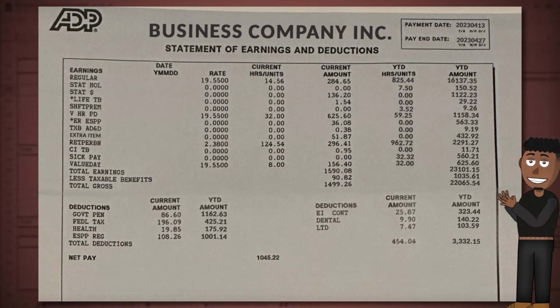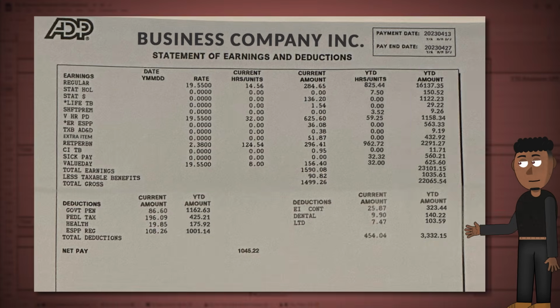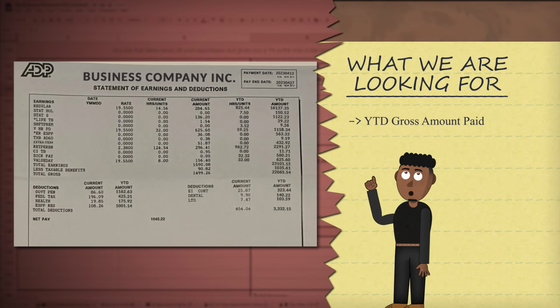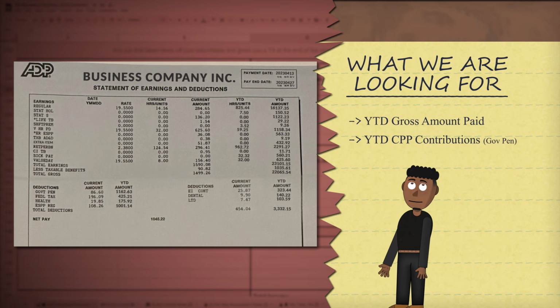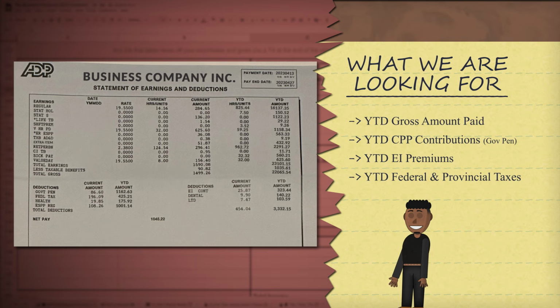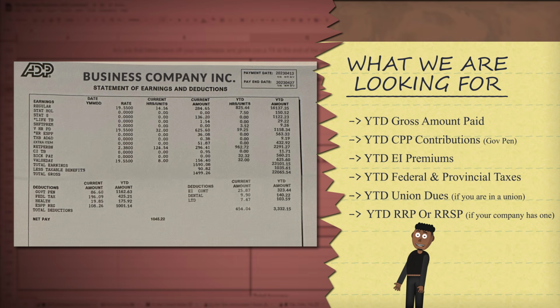Let's look at a typical pay stub. This is an example of a retail employee part-time job pay stub. Instead of itemizing each payment like we do with our self-employed income, each time you get a pay stub, you're just going to enter in the year-to-date amounts. We're looking for a few things here. Year-to-date gross amount paid, year-to-date CPP contributions, government pension, year-to-date EI premiums, year-to-date federal and provincial taxes, year-to-date union dues if you're in a union, and year-to-date RRP or RRSP contributions.